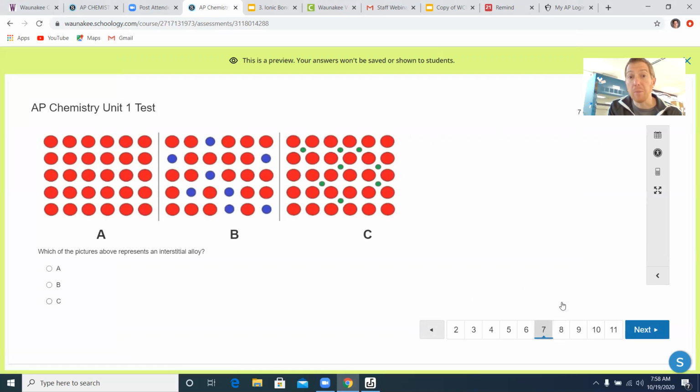Interstitial is in between. So this right here is just substitutional. This is replacing those atoms in between interstitial.